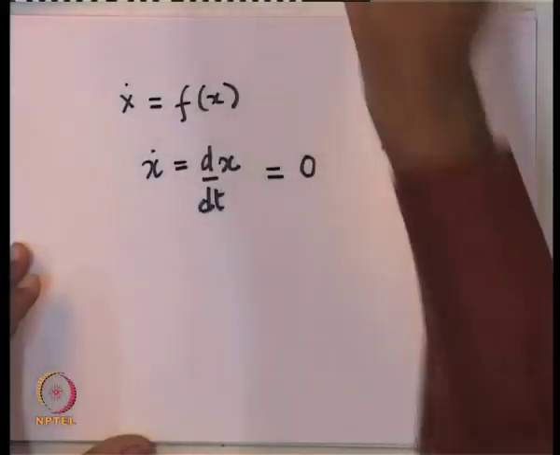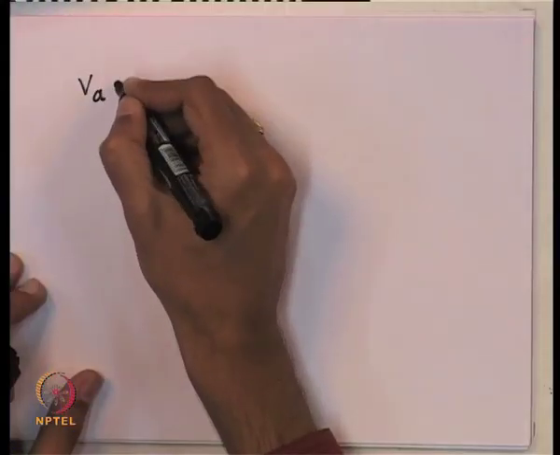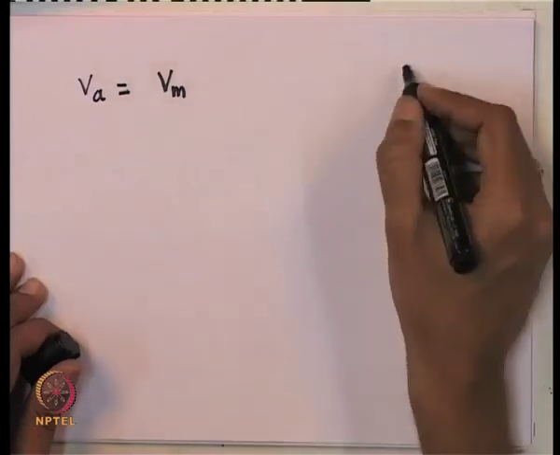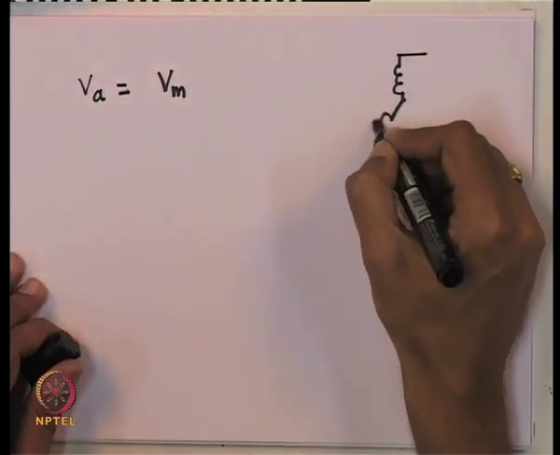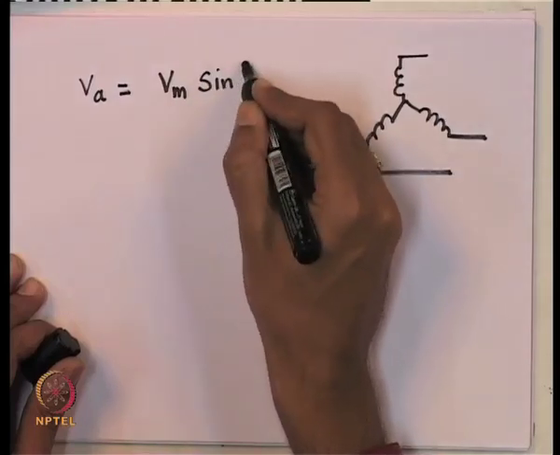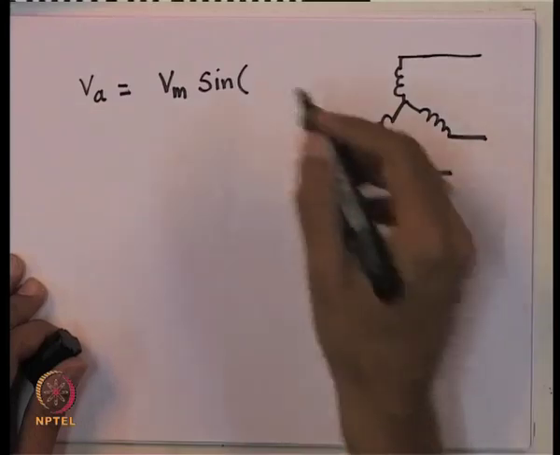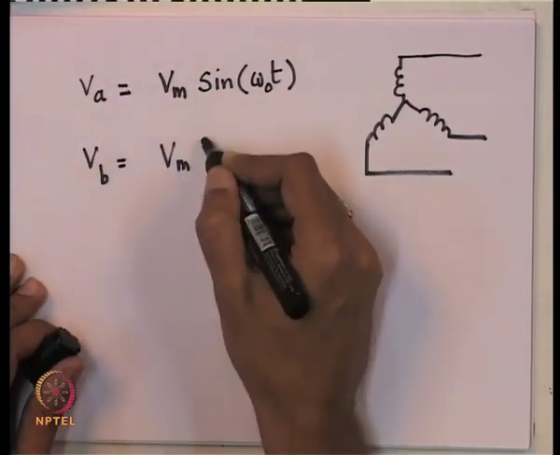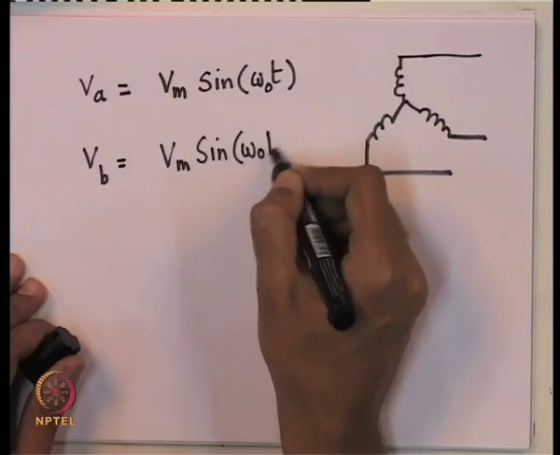Okay? Let me just give you an example. Suppose you have a set of voltages V a, V b and V c, and these are a balanced set of voltages. So, I can write down V a, for example, as V a is equal to V max, the phase to neutral max. Suppose I have a star connected machine, so the stator is connected in star, then this is V sin omega t, where the voltages applied to the stator have a frequency omega, and V b is equal to V m. Suppose this is a balanced set of voltages.